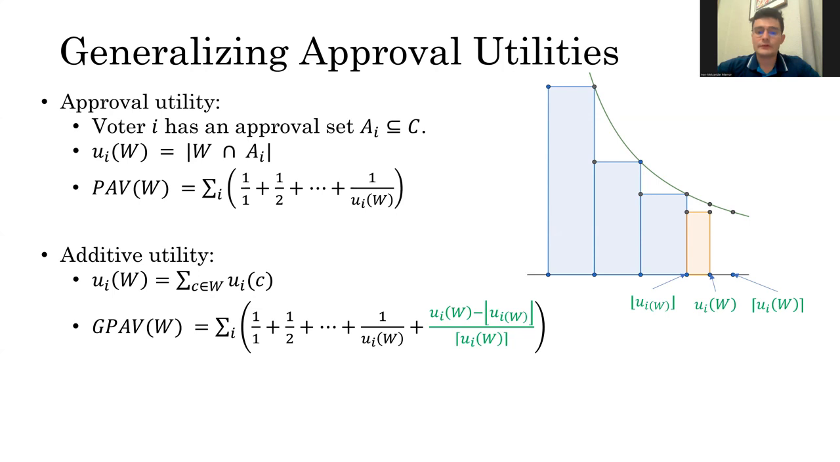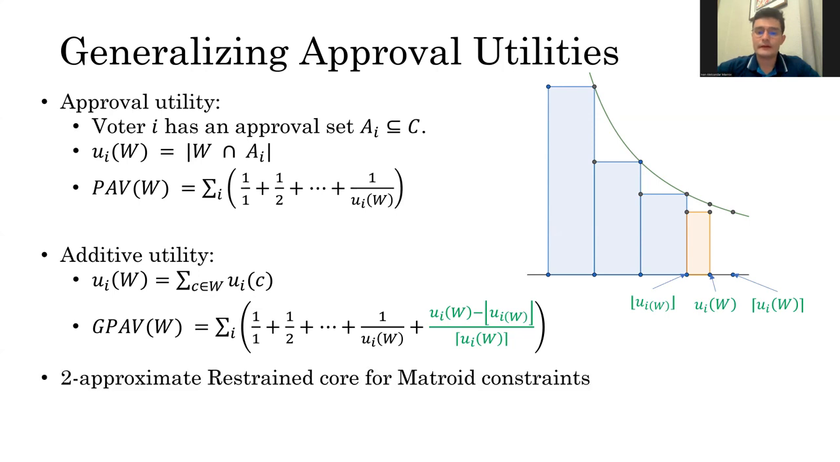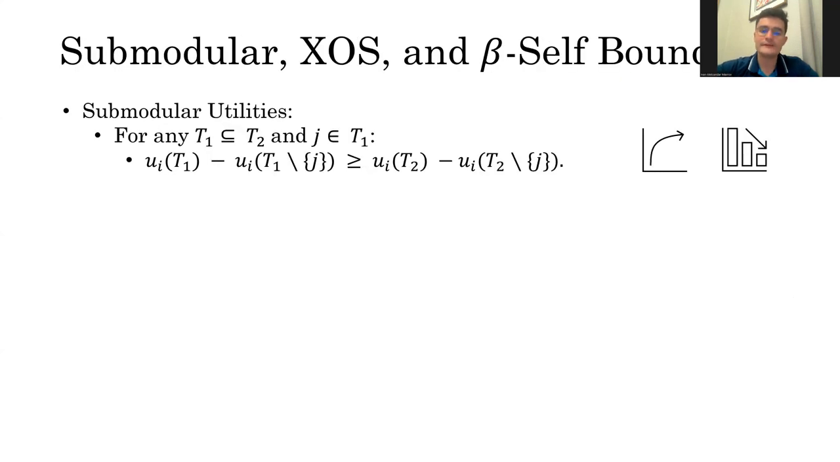We were able to show that the committee which locally maximizes the general PAV score yields a multiplicative approximation to the restraint core for additive utilities and matroid constraints. We next turn to more sophisticated utility profiles beyond additive utilities. Indeed, in our paper, we were able to extend the two approximate core results from the approval setting to the setting of submodular utilities.